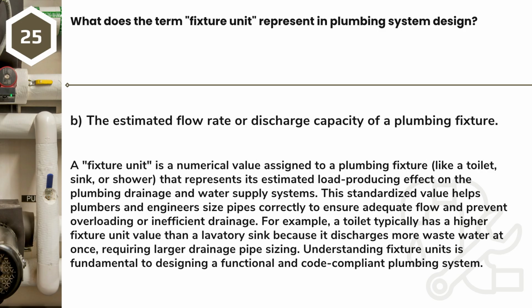Answer: B. The estimated flow rate or discharge capacity of a plumbing fixture. A fixture unit is a numerical value assigned to a plumbing fixture, like a toilet, sink, or shower, that represents its estimated load-producing effect on the plumbing drainage and water supply systems. This standardized value helps plumbers and engineers size pipes correctly to ensure adequate flow and prevent overloading or inefficient drainage. For example, a toilet typically has a higher fixture unit value than a lavatory sink because it discharges more wastewater at once, requiring larger drainage pipe sizing. Understanding fixture units is fundamental to designing a functional and code-compliant plumbing system.